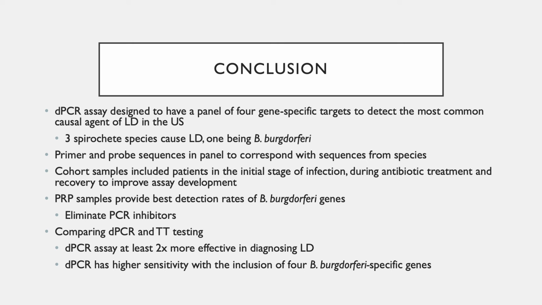Platelet-rich plasma samples did prove to have the best detection rates for Borrelia burgdorferi genes, and they concluded that this could be because the plasma samples eliminated PCR inhibitors, and also that the spirochetes could co-migrate to the platelet-rich plasma. In comparing the digital PCR testing to the 2-tier testing, it showed that digital PCR was at least 2 times more effective in diagnosing Lyme disease. And digital PCR also had a much higher sensitivity, and they figured that this was probably due to the inclusion of 4 Borrelia burgdorferi specific genes within the assay.